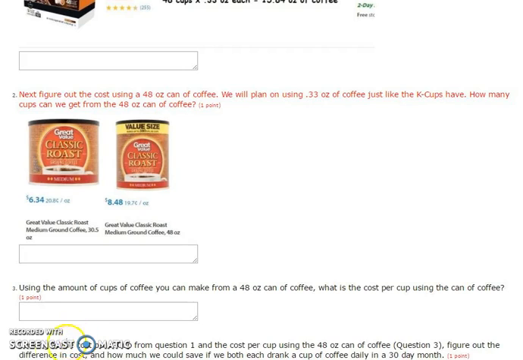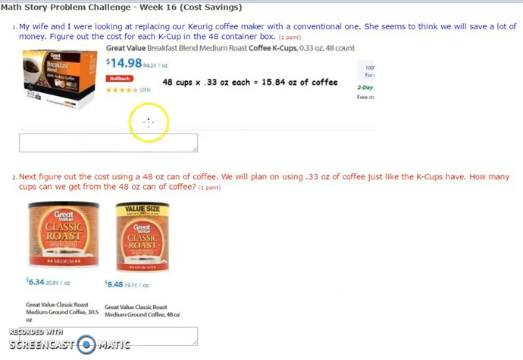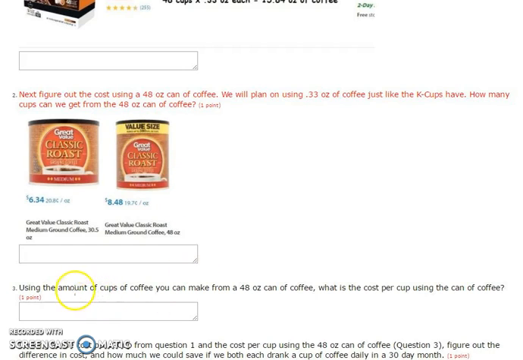And the last question, looking at the cost per K-cup from question 1 and the cost per cup using the 48-ounce can of coffee, which is question 3, figure out the difference in cost and how much you would save if we both each drank a cup of coffee daily in a 30-day month. So going back up to question 1, you know your cost per cup. Down here for question number 3, you now know your cost per cup. If my wife and I each drink a cup of coffee a day for 30 straight days, what's the difference in cost between the two?